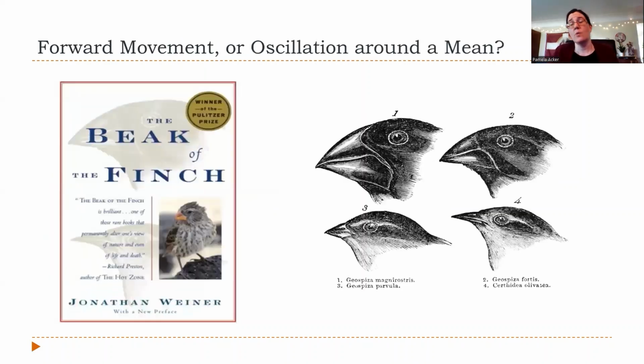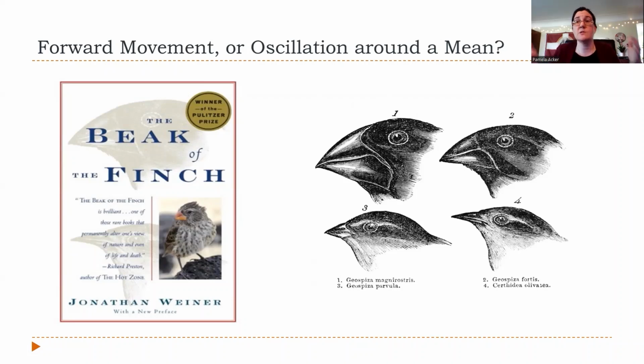oscillation around a mean. One of the most famous examples of this is work done by Peter and Rosemary Grant on the Galapagos finches. They looked at the finches during a drought and they said, hey, that beak size increased by about 5%. Look, evolution and progress. The beak's going to get bigger and bigger and bigger. And this is how this finch went from a little tiny beak to a great big beak. But you know what happened after the drought conditions were over and the rains came again? The beaks decreased in size by the same amount that they increased in size originally.